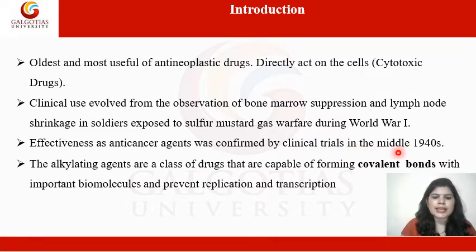The alkylating agents are a class of drugs that are capable of forming covalent bonds with important biomolecules and preventing the replication and transcription process.